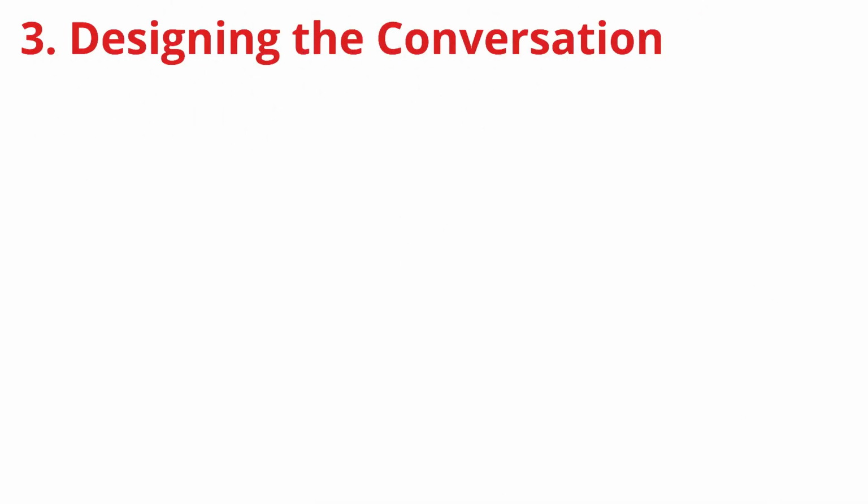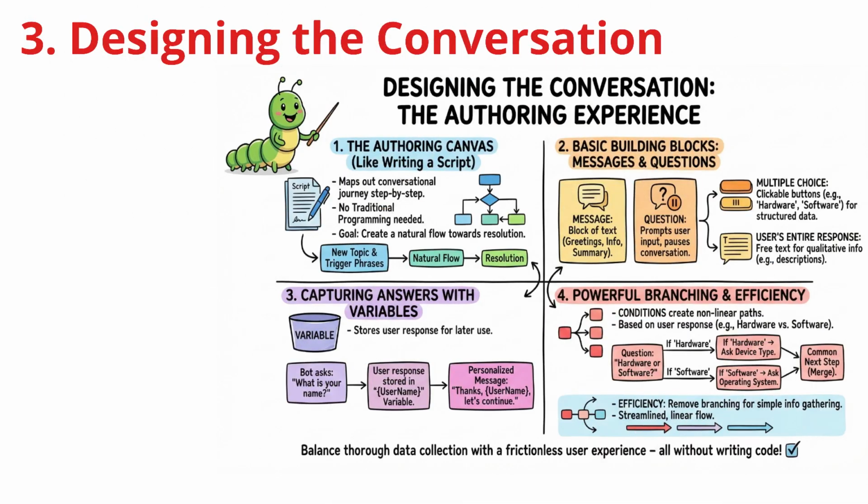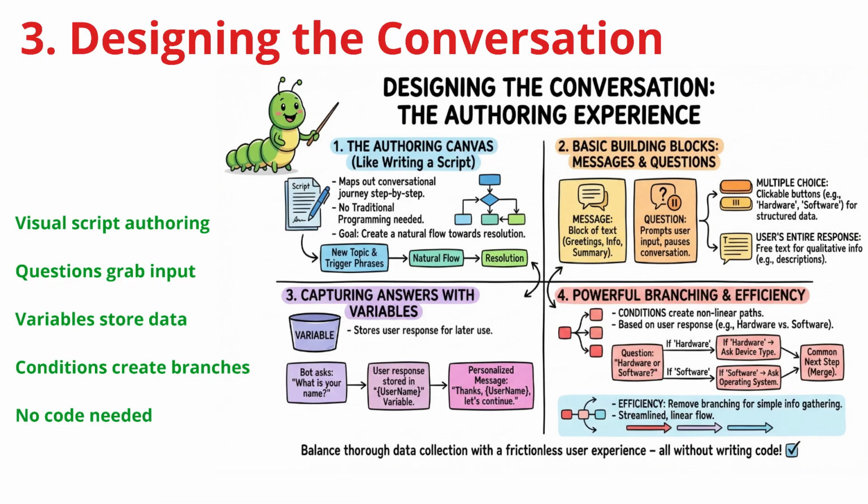Designing a Power Virtual Agent conversation happens on the authoring canvas. Think of it not as coding, but like writing a script or building a flowchart. You map out the journey step by step, starting with a topic and trigger phrases to guide the user naturally toward a resolution. The core building blocks are messages, which just display text, and questions, which prompt for input. You can set questions as multiple choice for structured data, or accept the user's entire free text response. Crucially, you can capture these answers using variables. This lets you store information, like a user's name, and reference it later to personalize the experience.